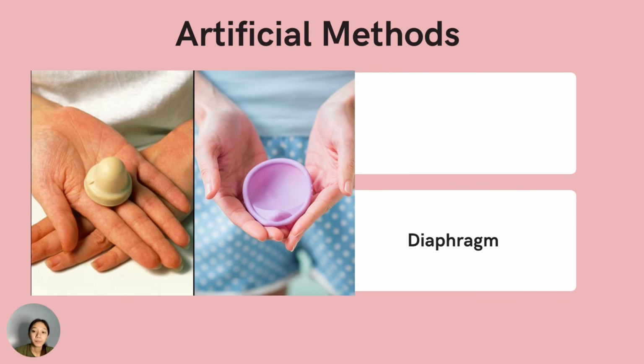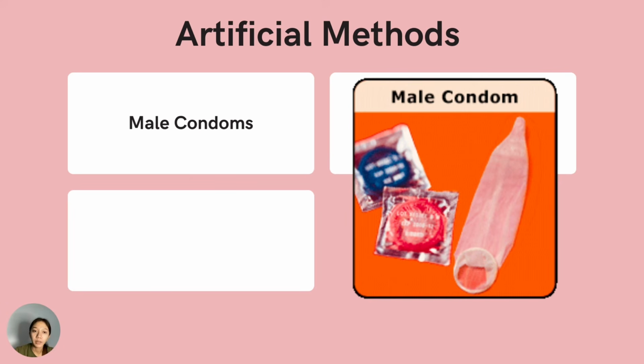16% typically. So the diaphragm should be fitted only by a physician also, and should remain in place for 6 hours after coitus. So it can be left in place for not more than 24 hours to avoid inflammation or irritation. So ini-insert din ito sa vagina ng babae. So next is the male condom.